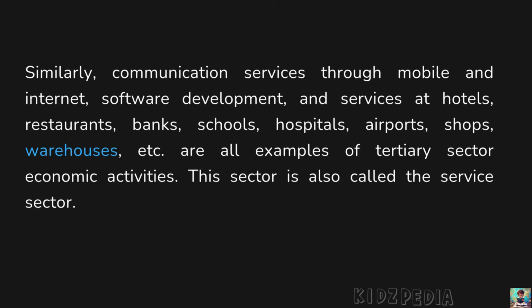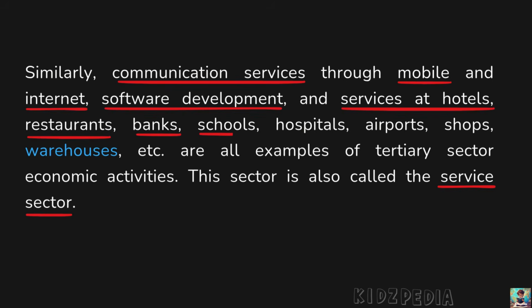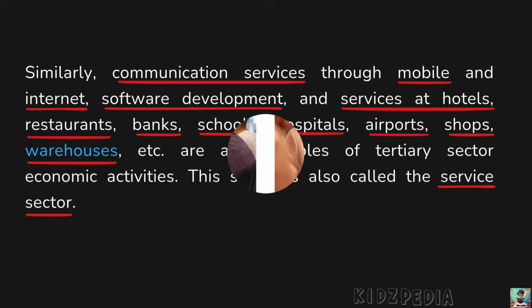So, the tertiary sector is also called the service sector because it includes all activities that provide services to people and businesses. Some examples are communication services like mobile phones and the internet, software development, services at hotels, restaurants, banks, schools, hospitals and airports, shops and warehouses that store and sell goods. Even though these activities don't produce goods, they help the economy run smoothly and make our lives easier.